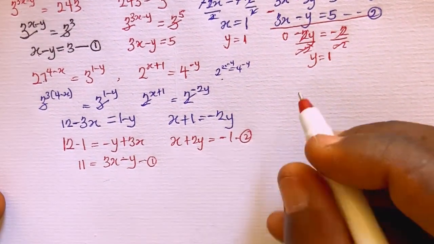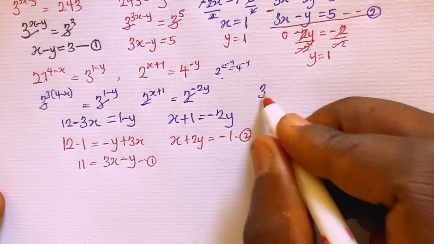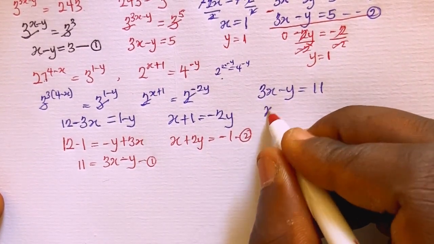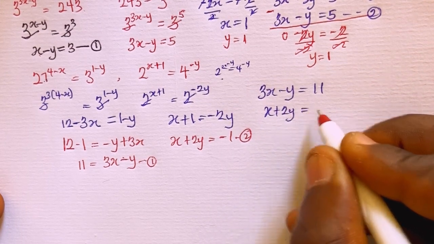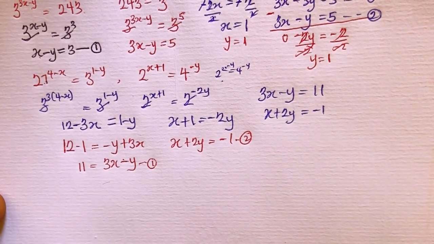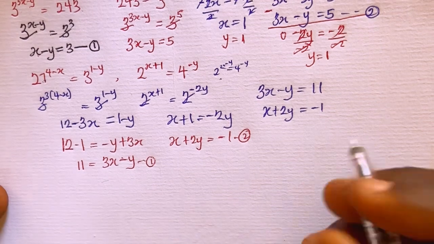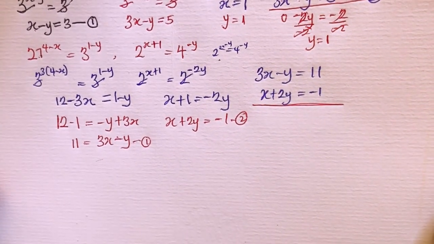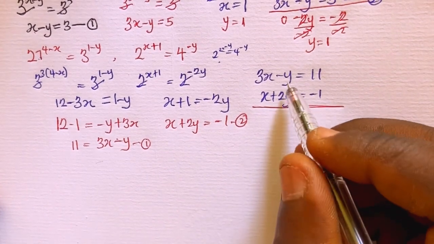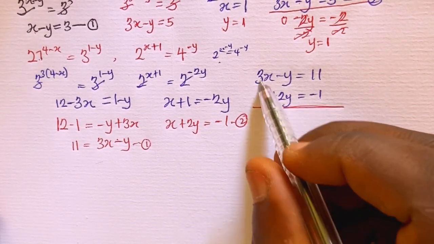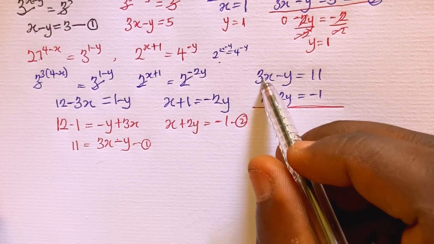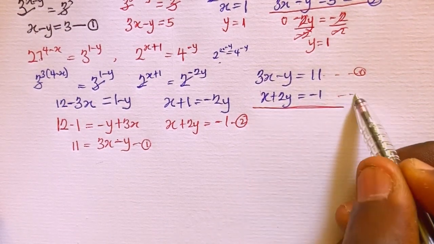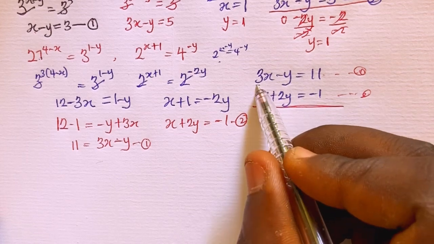Let me bring both of them together: 3x minus y equals 11, and x plus 2y equals minus 1. Now, in order for me to eliminate, I'm going to use the elimination method. To get the value of y and eliminate x, I'll compare the coefficient of x in the first equation and the coefficient of x in the second equation. Here I'm having 3, here I'm having 1.